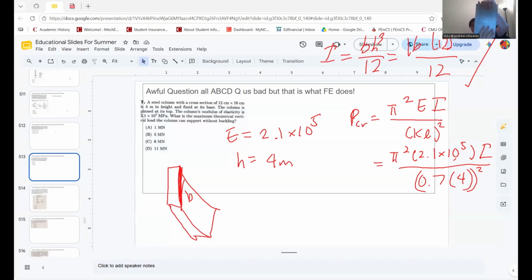Anyway, same test. If you do it like this, it bends this way. That's buckling. So you see how it never bends the other way? Like if you're trying to bend it, it doesn't compress that way.